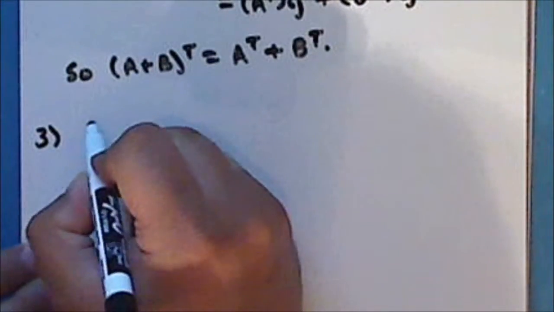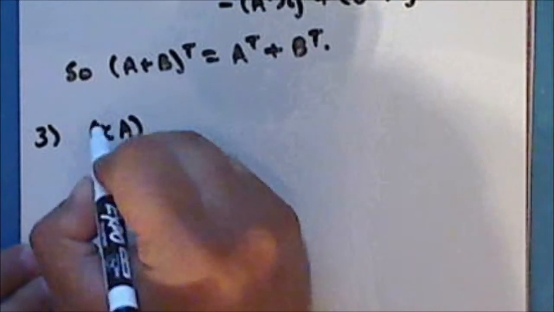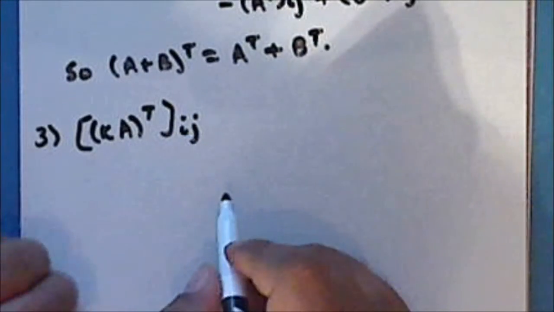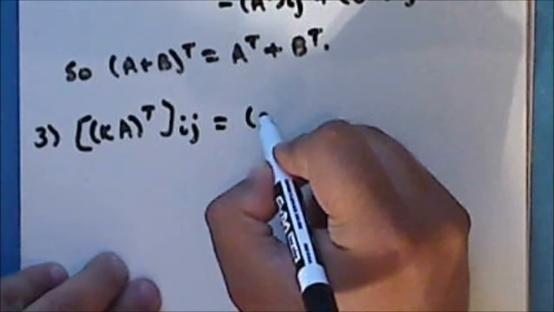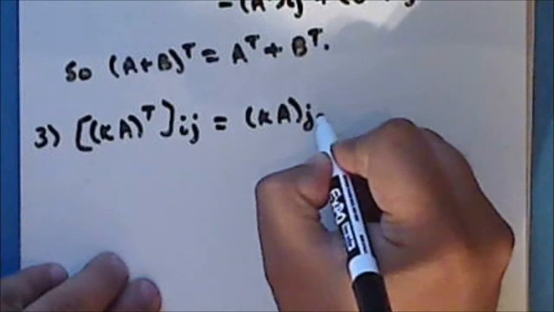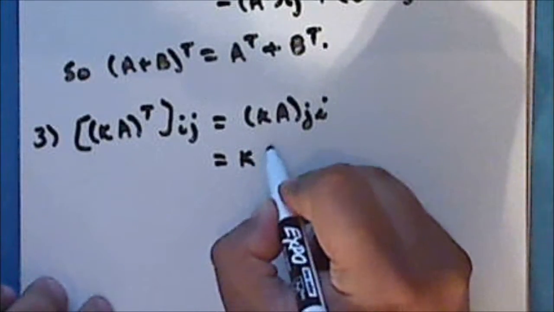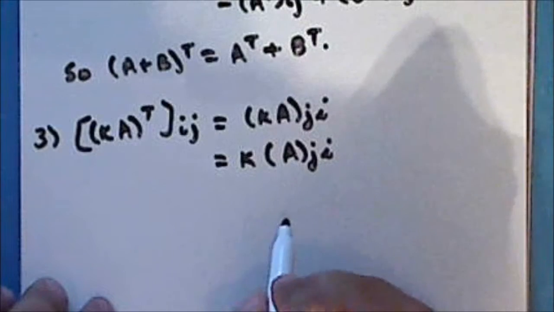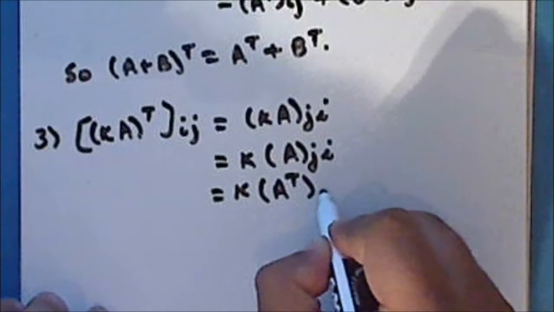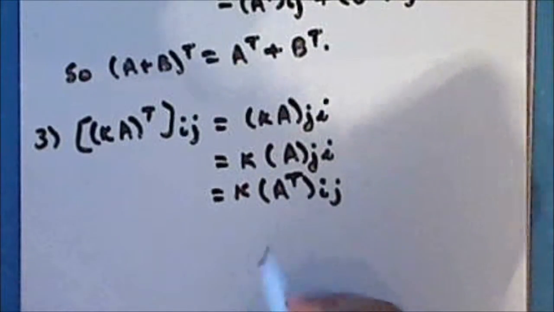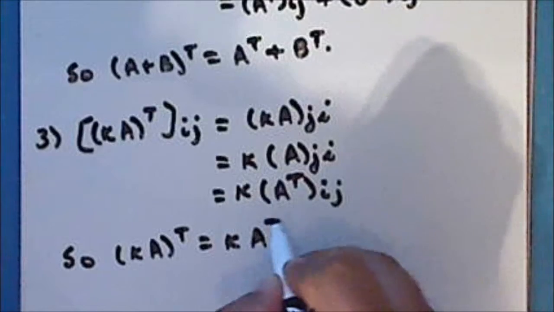So third statement. The entry in row I, column J, of the transpose of the scalar multiple K times A is the entry in row J, column I, of the scalar multiple K times A. This is the scalar K times the entry in row J, column I, of the matrix A. And the entry in row J, column I, of the matrix A is the same as the entry in row I, column J, of the transpose of A. And so the transpose of a scalar multiple is the scalar multiple of the transpose.